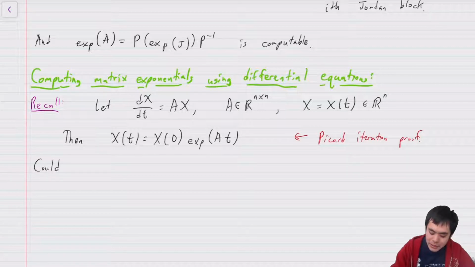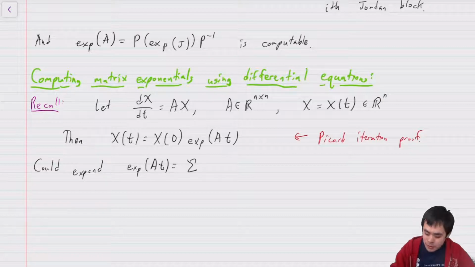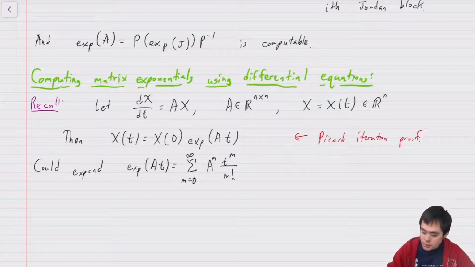So if you knew the matrix exponential, you can expand it. The exponential of At is equal to the sum from m equals 0 to infinity of A to the m, t to the m over m factorial, to solve x of t.